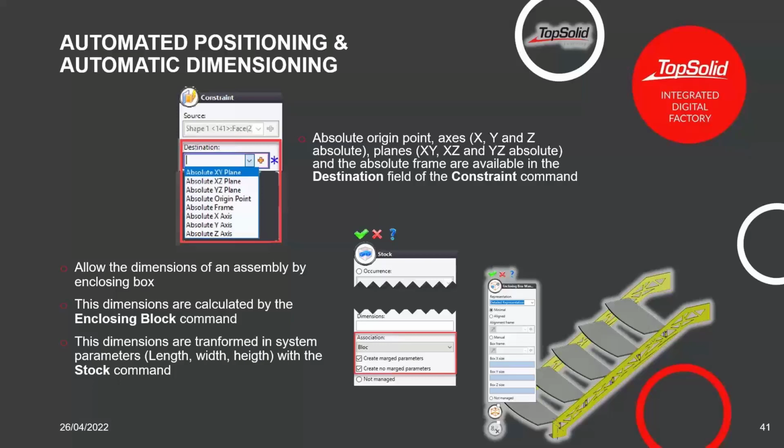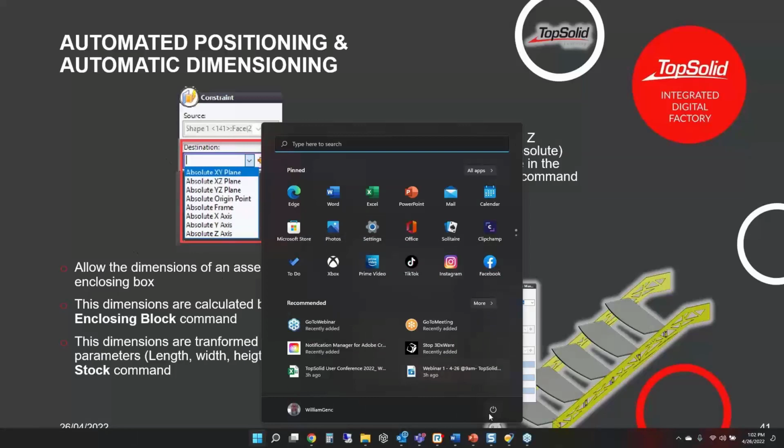And with the automated positioning, we've added all of the destination absolute planes, origin points, frames, and axes in the drop-down menu, so you don't have to have them visible to select. This was requested by a lot of TopSolid CAM users, actually, around the world. So I'll give you a show and tell on that one.